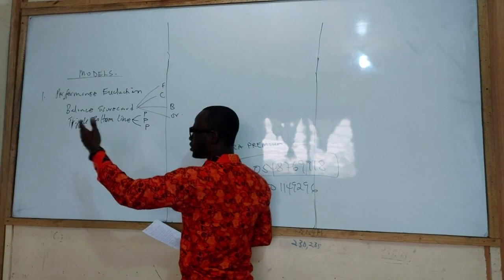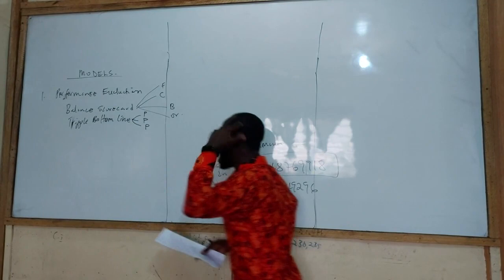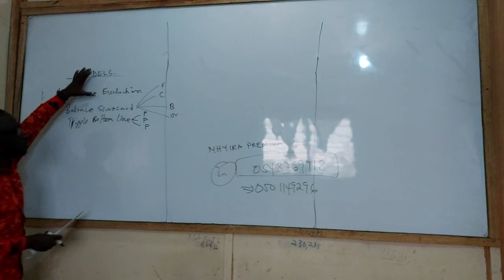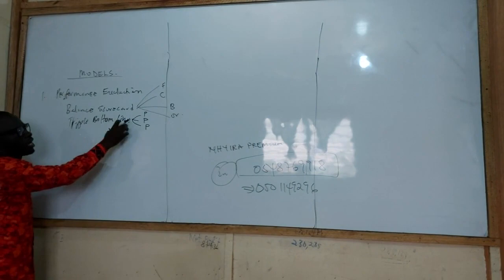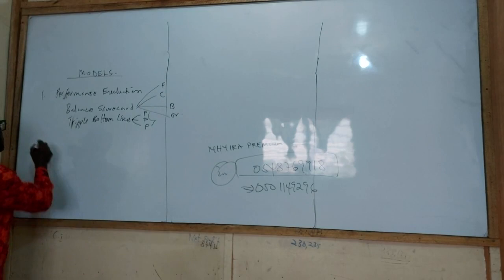So customers come here, employees come here, the government comes here. Then the last one is the planet, where we look at how responsible we have been as a company to the environment. So that is what you need to understand when we talk about performance evaluation. Just that, the triple bottom line will be used also later on as another framework when we are discussing something else, especially under corporate social responsibility. It's one of the things that will be there.